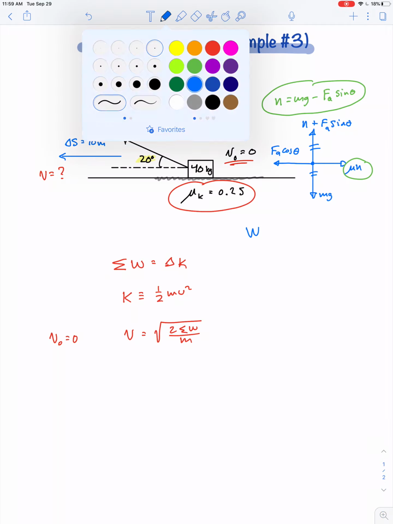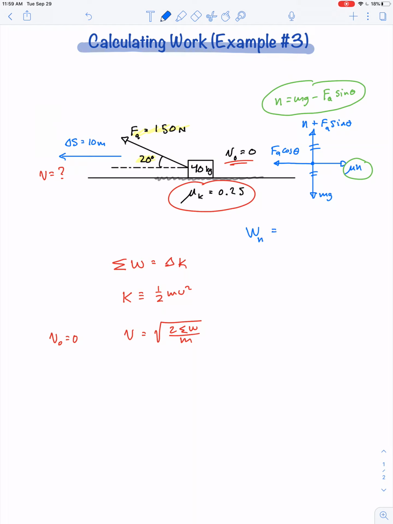So the work done by the normal force we know is 0 because the angle between the normal force and the displacement is 90 degrees. Also, the work done by gravity for the same reason is going to be 0. So what we need to do is calculate the work done by the applied force, and we need to find the work done by the force of friction. So let's start with this.